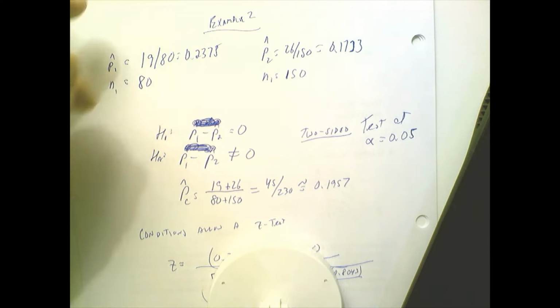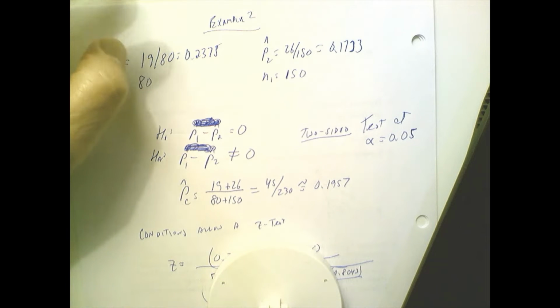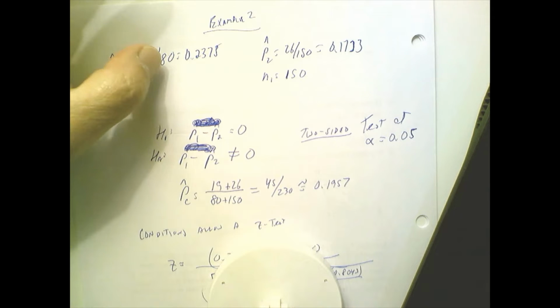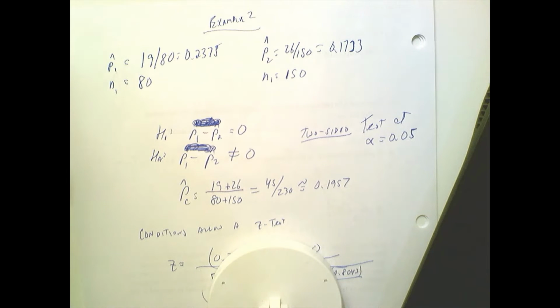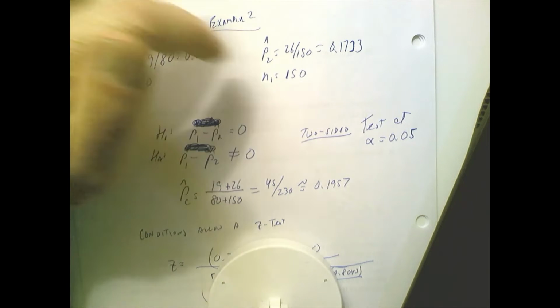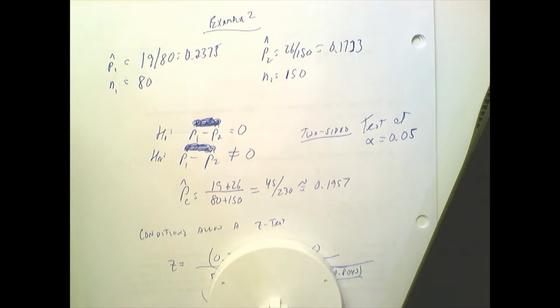The problem said, I'm not going to go back and pull it, that there were at least 1,500 students in both schools. 80 and 150 therefore meet the 10% condition. I have a simple random sample in both cases, 2 SRSs. I'm good there. And by the way, my large counts, 19 and 61, 26 and 124, are all bigger than 10. That allows me to go ahead and run a z-test.